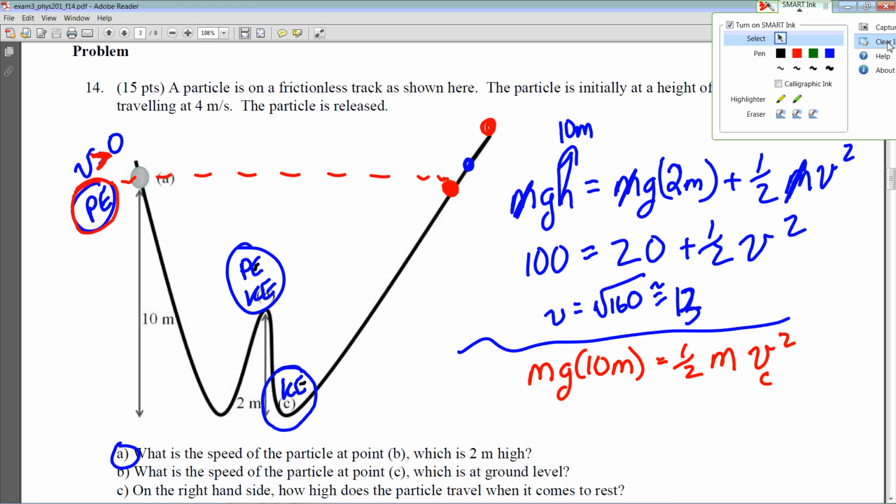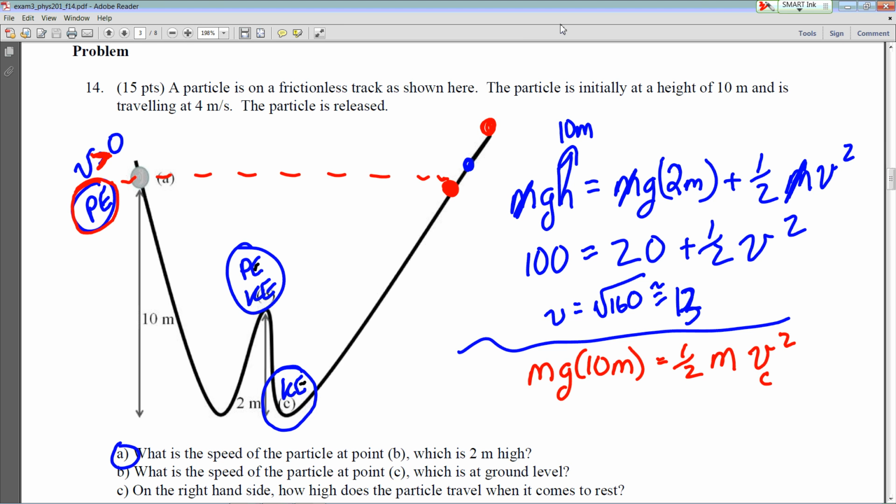You'll certainly see a conservation of energy problem, right? We had a couple on this test. This one and the next one were both conservation of energy problems. So you'll certainly see that principle.